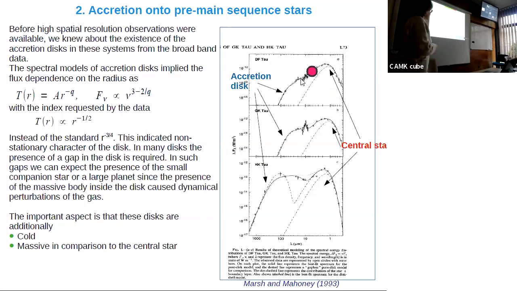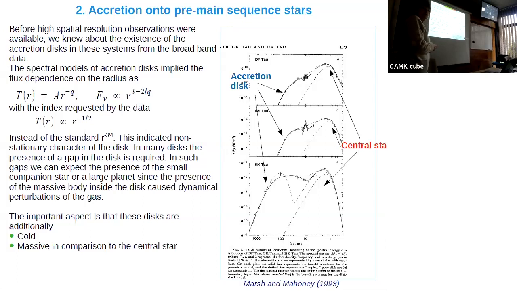But it does not quite look like the slope is okay for a Keplerian stationary disk. So people model it assuming that the temperature in the disk has a power law shape, and then the flux also has a power law form. And the index requested by the data was -0.5, while in the standard disk you would expect -0.75. So that immediately points out that the disk is not stationary. The disk is additionally irradiated.